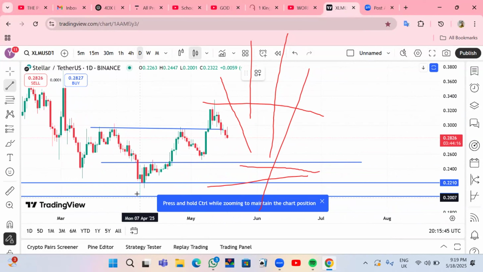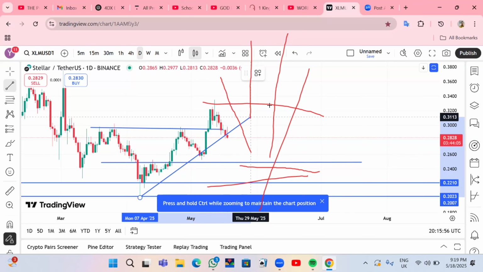So what you do is, I told you how to pull a trend line, a bullish trend line. You start from the lowest wick here, which is our low. You connect it with the next low, which is this one, and you pull beyond it.